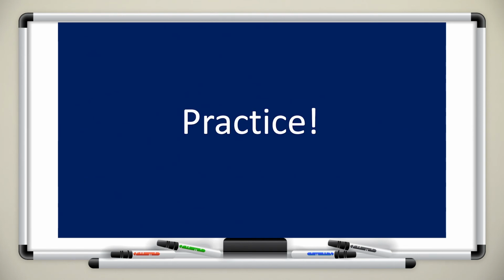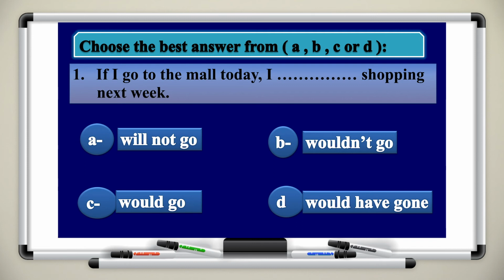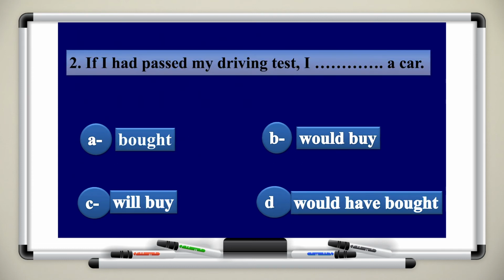The example in front of us is, if I go to the mall today, I shopping next week. If I go, where's the verb in the sentence? The verb is go. It's in the present. So obviously we're talking about something that's likely to happen or not likely to happen in the future. You can use both. What do you think? Will you choose I will not go next week, or I wouldn't go, I would go, or I would have gone? What do you think? The verb here, go, is in the present tense. Obviously, we're going to be using I will not go. Very easy, very simple. Let's look at the next example.